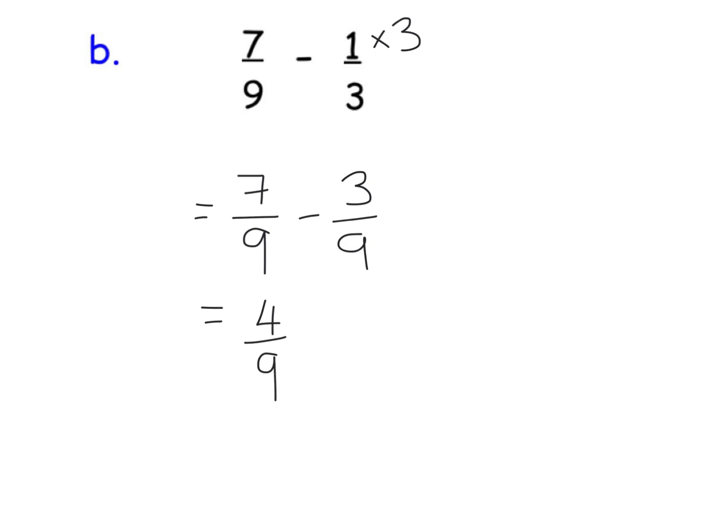Please don't fall into the trap of subtracting the bottom numbers. They do not change, okay? That's why I say it to yourself: 7/9 take away 3/9. You've still got some ninths left. You've got 4/9 left.